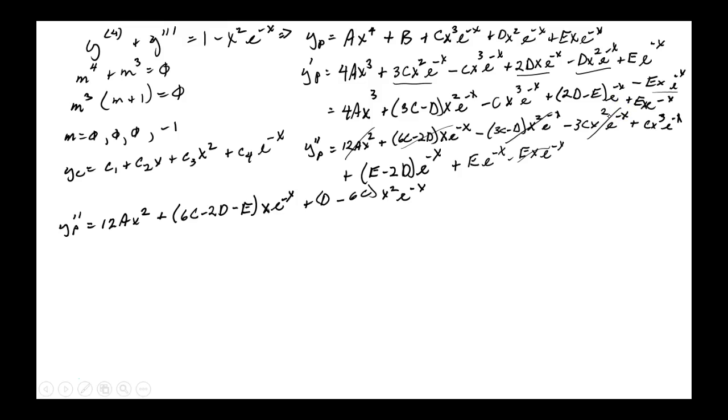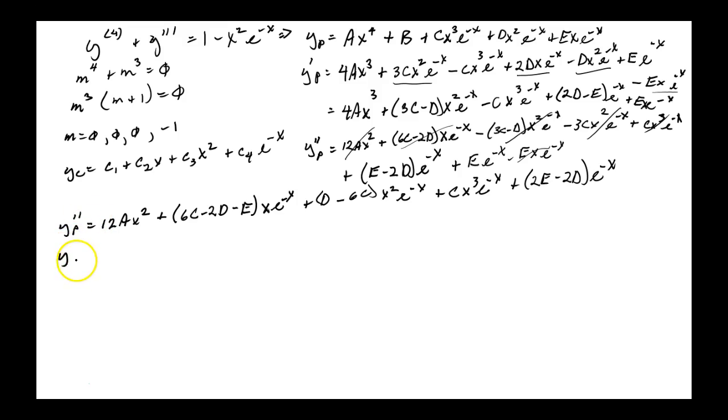Here we have x cubed e to the minus x. That's not met with anything, so that's going to be a plus c x cubed e to the minus x. And then we have two with e to the minus x in them, and that does look exactly like plus e minus 2d, e to the minus x. So that's y double prime. Well, I got two more to go before I start combining them.